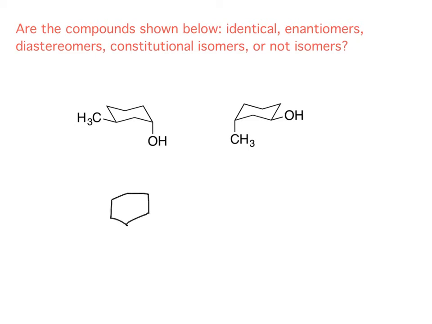Let's start with this one. Find yourself a spot to orient. So I'm going to say this carbon is this carbon on my flat cyclohexane. And we're going to number, just to keep track of things, I'm going to number clockwise. And make sure you keep your numbering clockwise on your other ring.